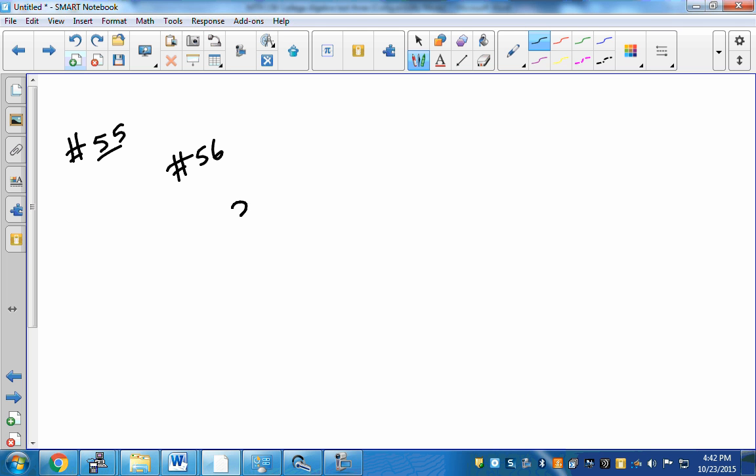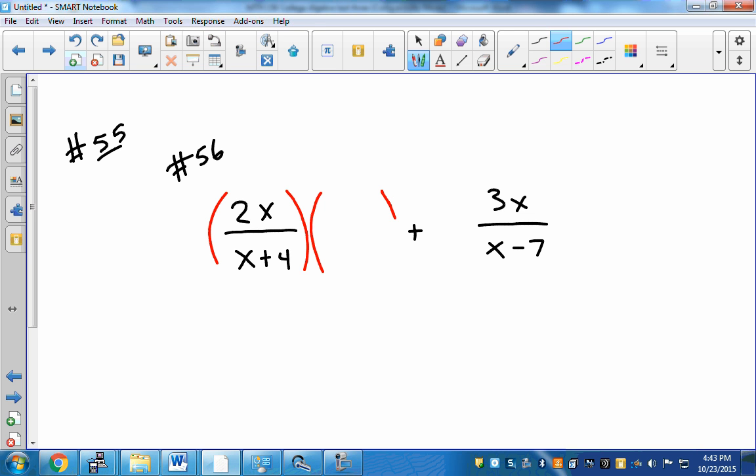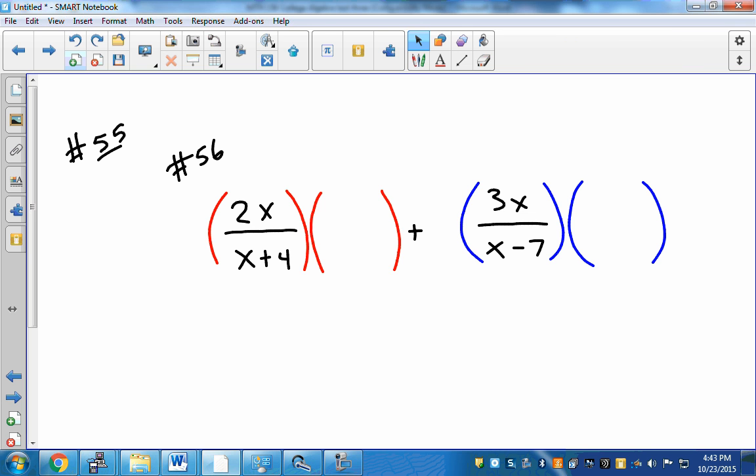56, we have 2x over x plus 4, and to that we're adding 3x over x minus 7. Notice the denominators are different, so we cannot add until we get a common denominator. We're going to multiply this fraction by 1, and we're going to multiply this fraction by 1. And the objective here is to get a common denominator.